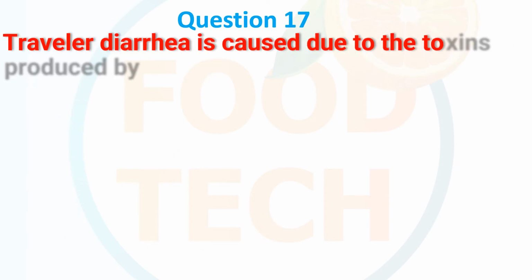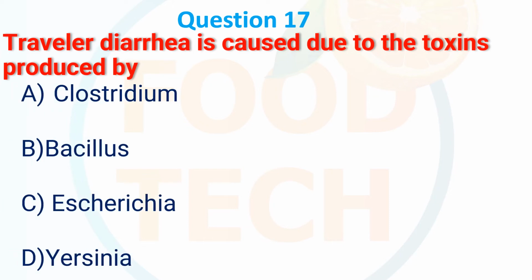Traveler's diarrhea is caused due to toxin produced by A. Clostridium, B. Bacillus, C. Escherichia, D. Yersinia. The answer is C. Escherichia.